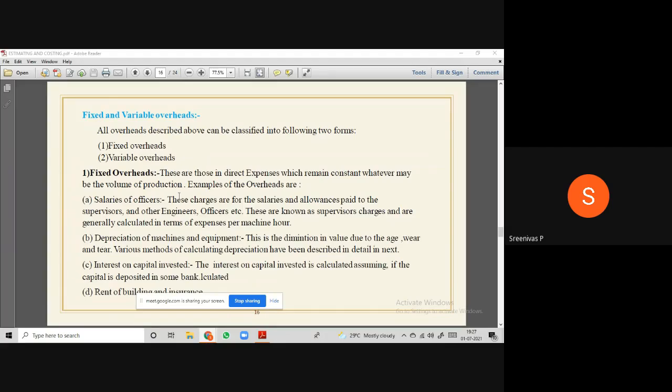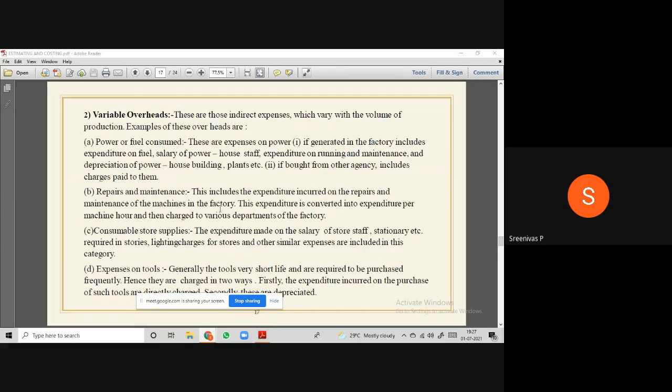That will be treated as a fixed overhead, which is called salaries for officers. Next, variable overheads. These are those indirect expenses which vary with the volume of production. Examples of these overheads are power or fuel consumed, repairs and maintenance, consumable or store supplies, expenses on tools.